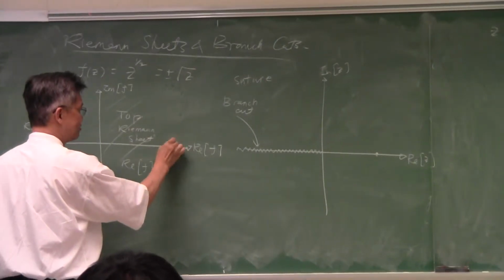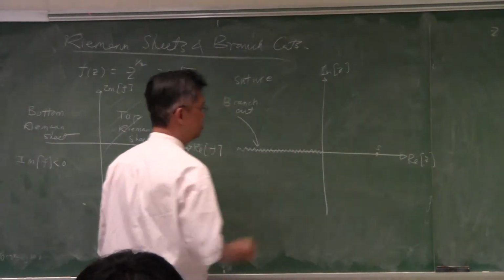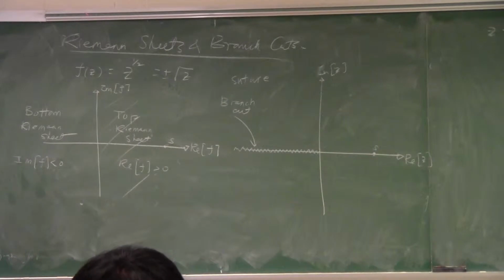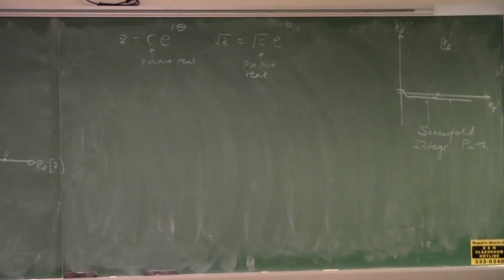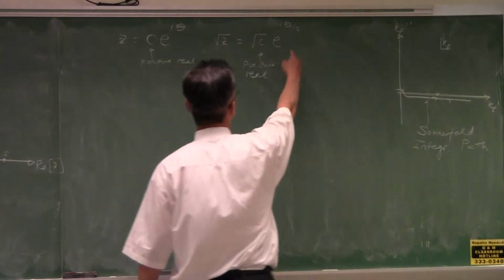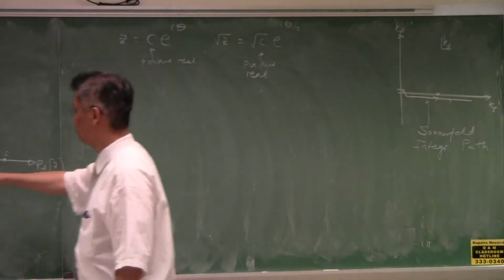Starting point. Let me call it S to be my starting point. Okay, S will map to S. And when I take the square root of that thing, I make sure that theta equals 0. Okay, so this point maps to that point.